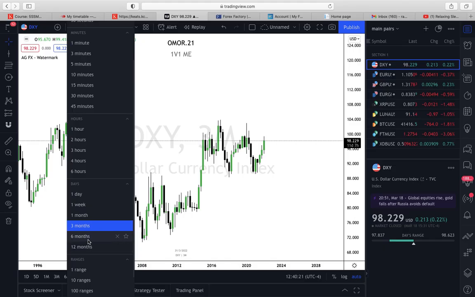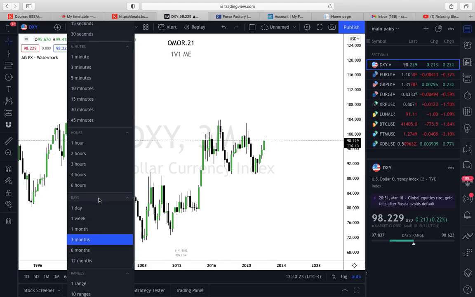I have a 12-month, a 6-month, a 3-month. I have a 6 hour as well. These are my time frames I have. I spend the most time on these ones.